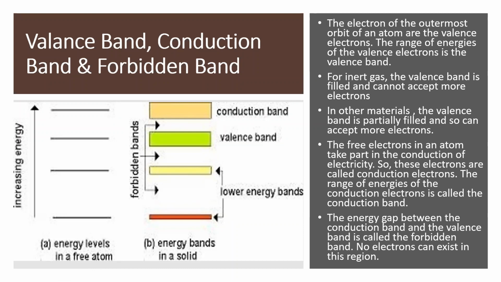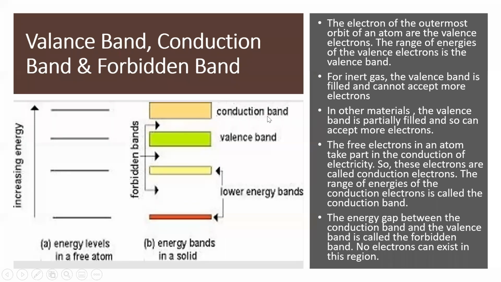Let me ask you another question. If I take a piece of copper, will there be electrons in the conduction band of copper? Is copper a metal? Yes. Is copper a good conductor of electricity? Yes. Does copper have free electrons then? Yes. So there will be electrons in the conduction band of copper. Free electrons occupy an energy band above the valence band, called the conduction band. The range of energies of the conduction electrons is called the conduction band, which is higher than that of the valence band.